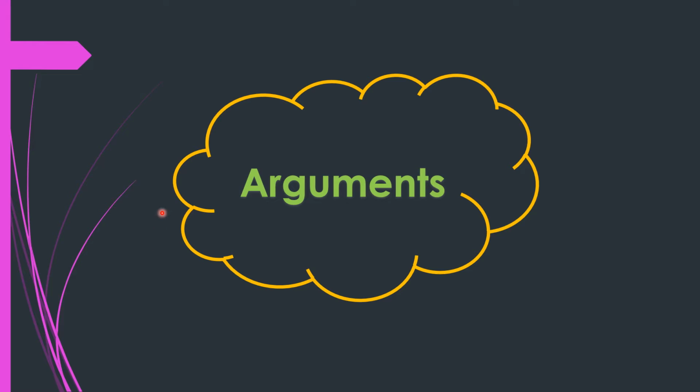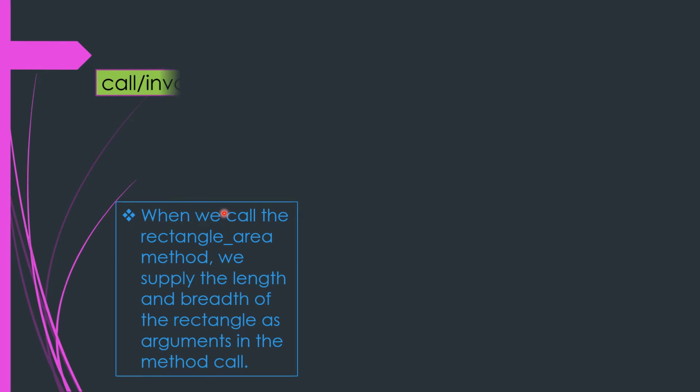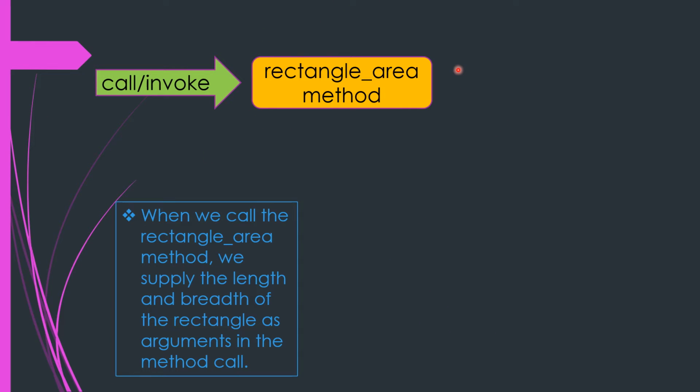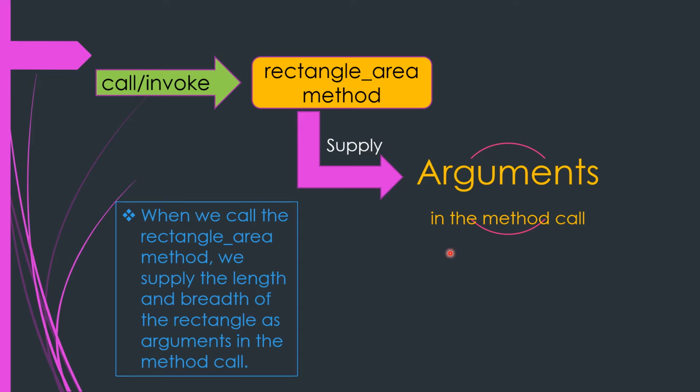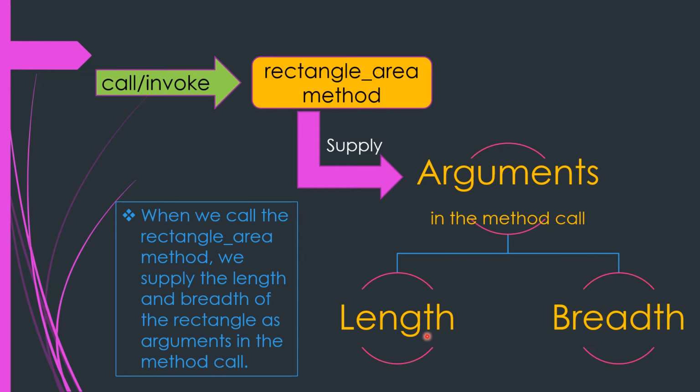The coding that we just saw had various parts, and some of the parts are arguments. Now, what are arguments? When we call or invoke the rectangle area method, we have to supply arguments. Basically, when we are calling any method, we have to supply some values, and these values are known as arguments. In our example, the rectangle area method, we will supply the length and the breadth of the rectangle. So length and breadth will act as arguments in the method call.